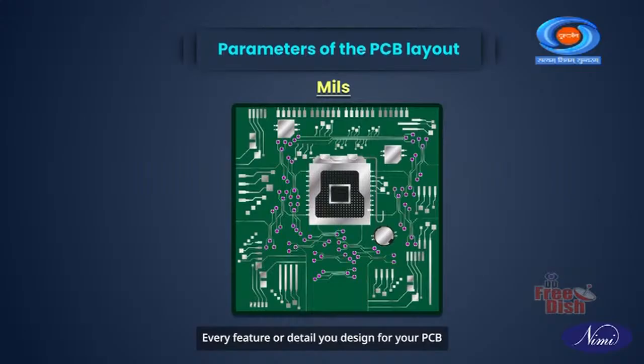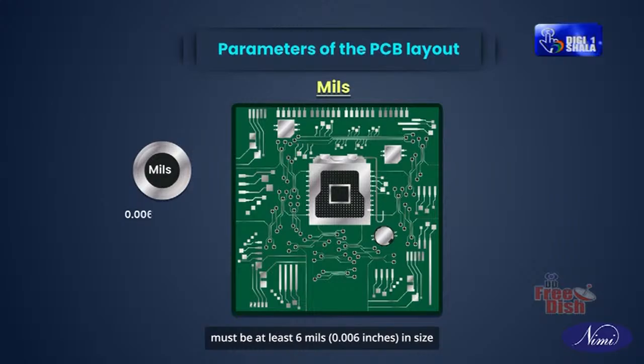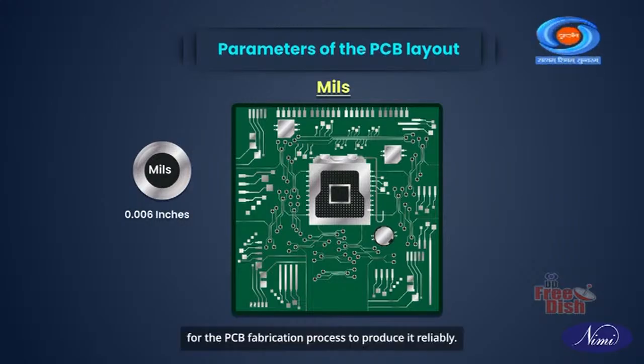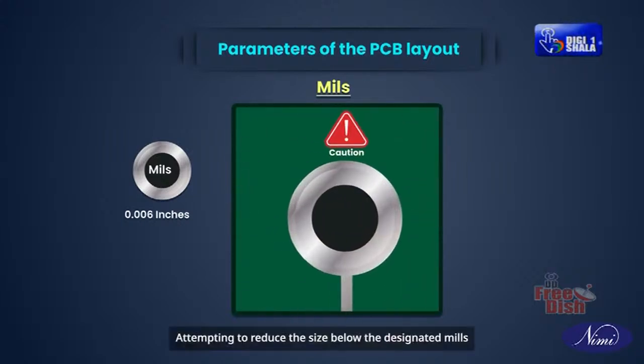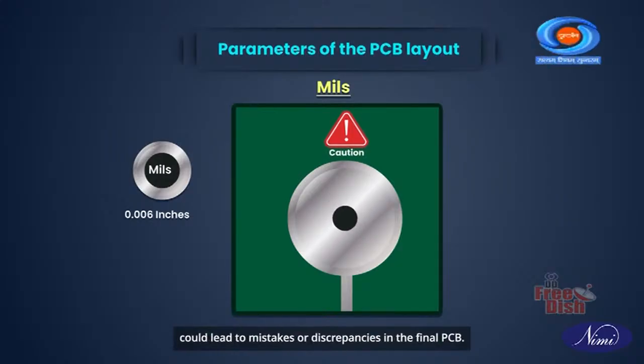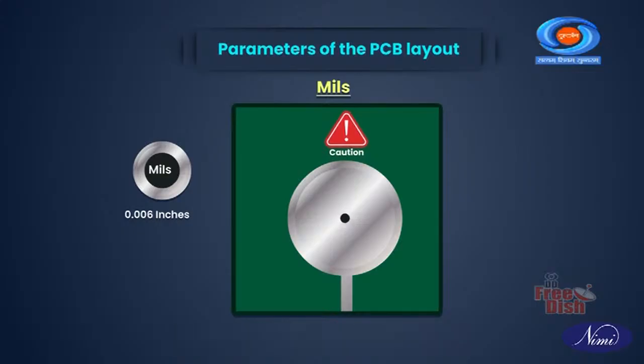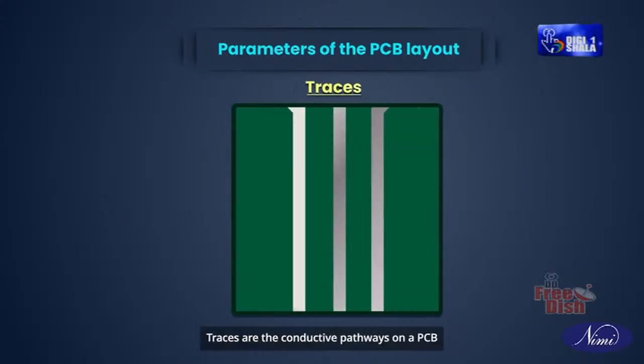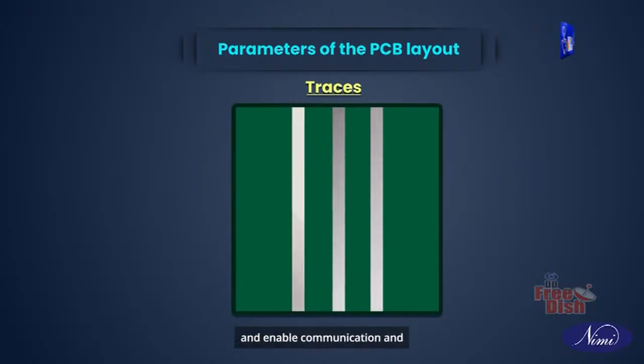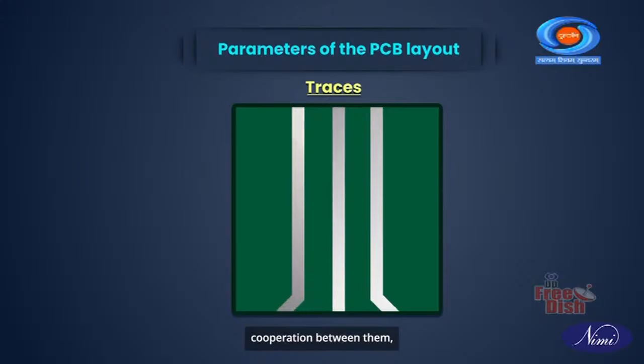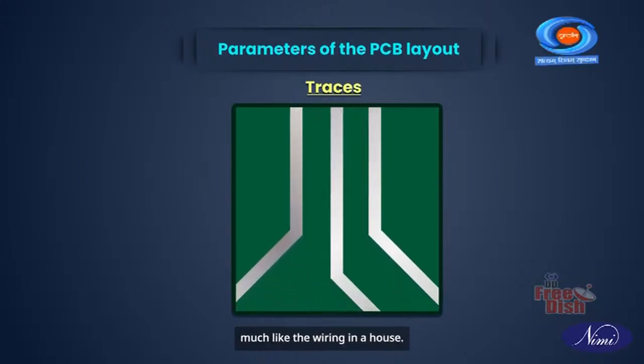Mils. Every feature or detail you design for your PCB must be at least 6 mils or 0.006 inches in size for the PCB fabrication process to produce it reliably. Attempting to reduce the size below the designated mils could lead to mistakes or discrepancies in the final PCB. Traces. Traces are the conductive pathways on a PCB that link various components and enable communication and cooperation between them, much like the wiring in a house.